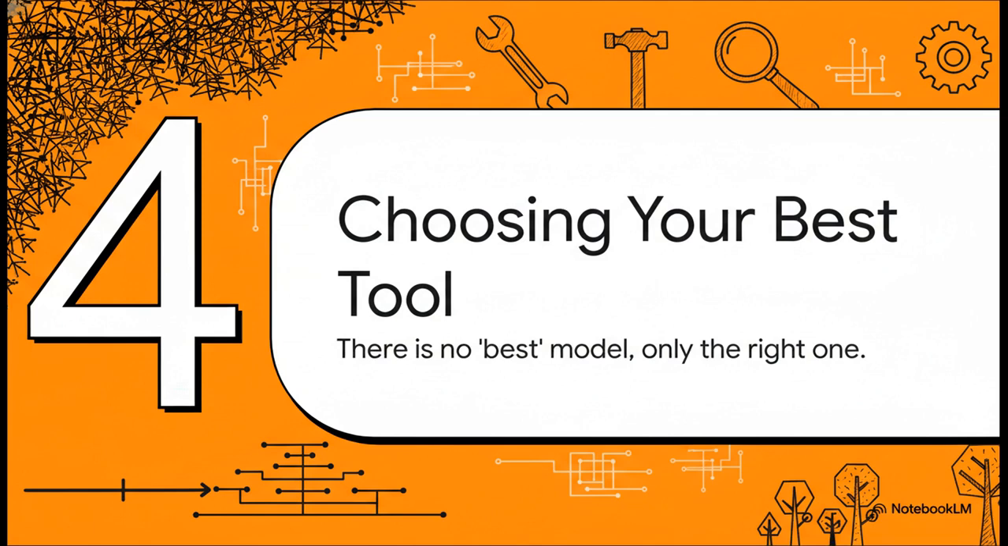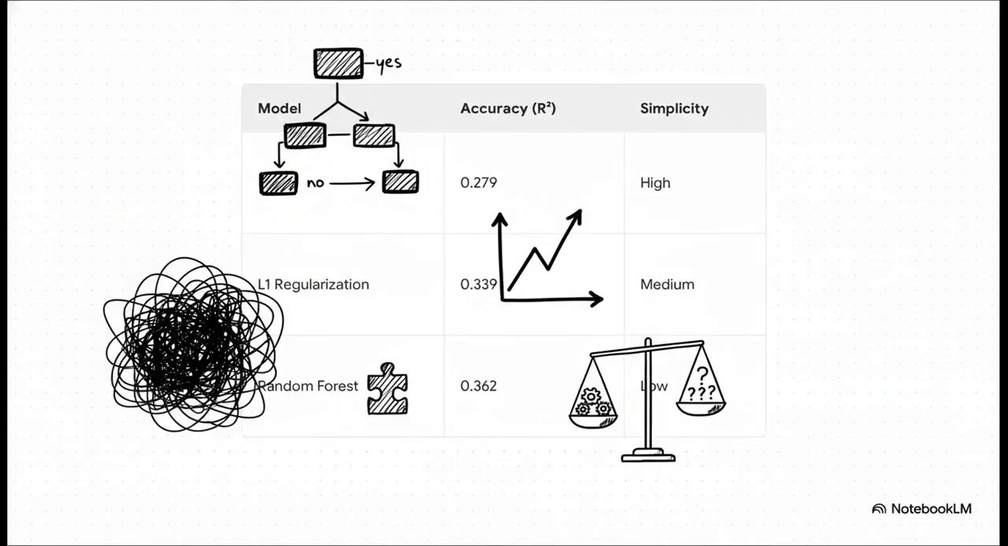So, which one is the best? Well, the answer is the most important lesson of all. There is no best model, only the right one for the job. This little table really sums up the big dilemma. See that random forest? It's our accuracy champion, no question. But it's a black box. We get this amazing answer, but we can't really see how it got there. Then, way at the other end, you have the simple decision tree. It's completely transparent. You can follow every single step of its logic, but it's also the least accurate. And this, right here, is the fundamental trade-off we're always dealing with.